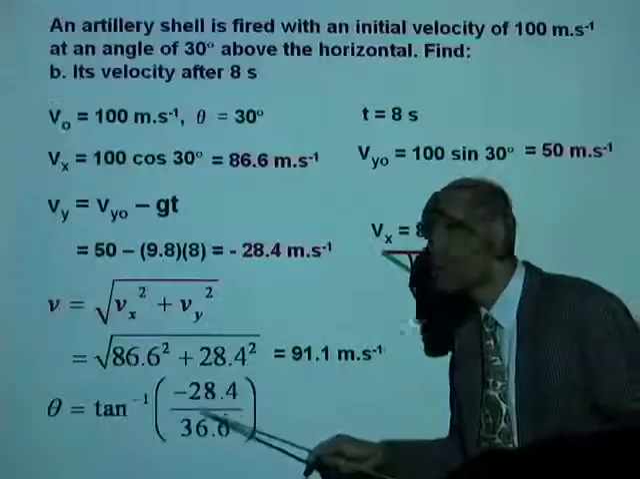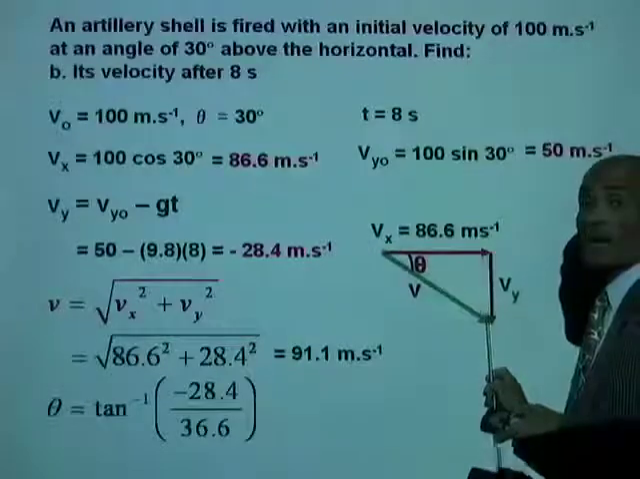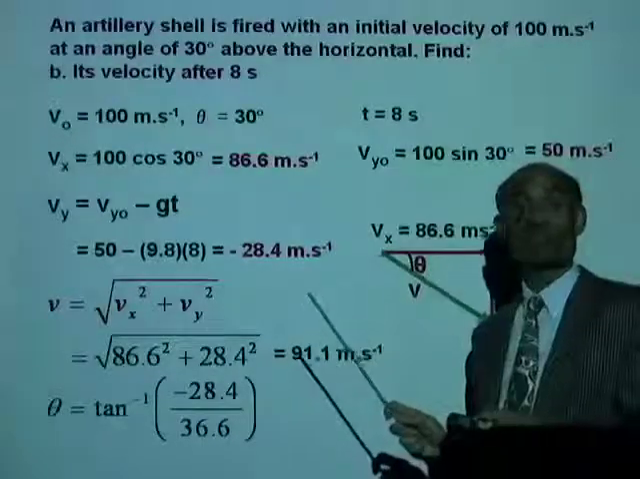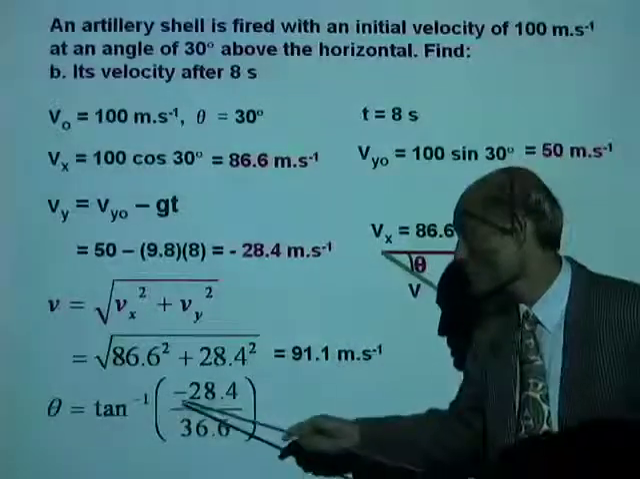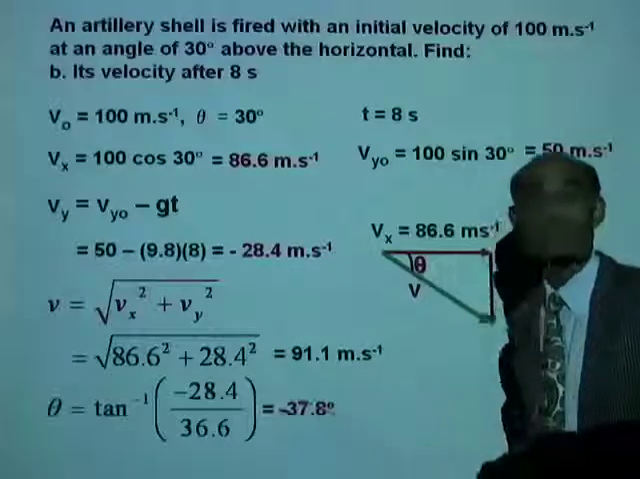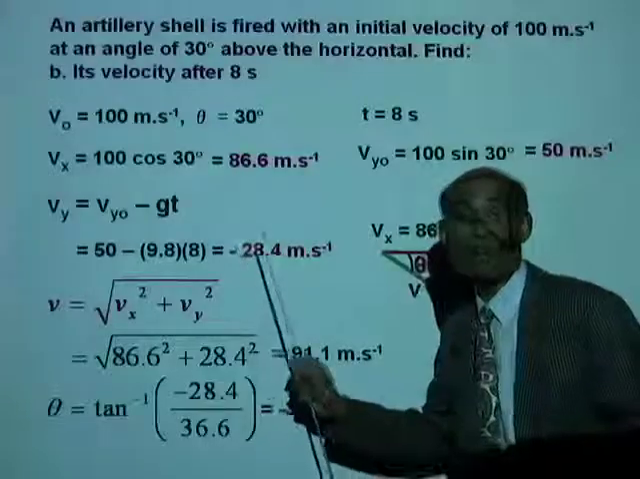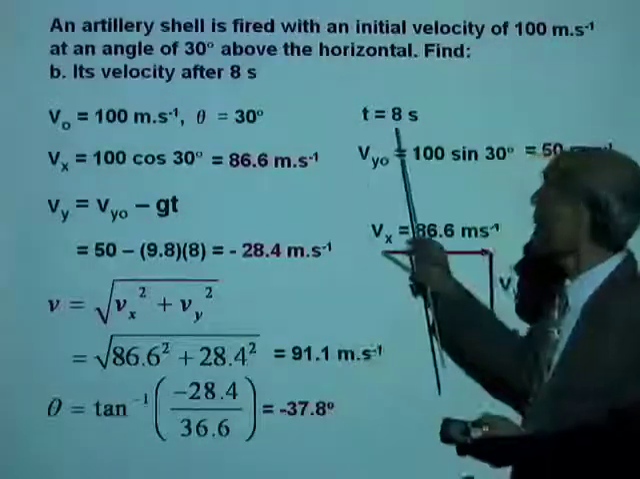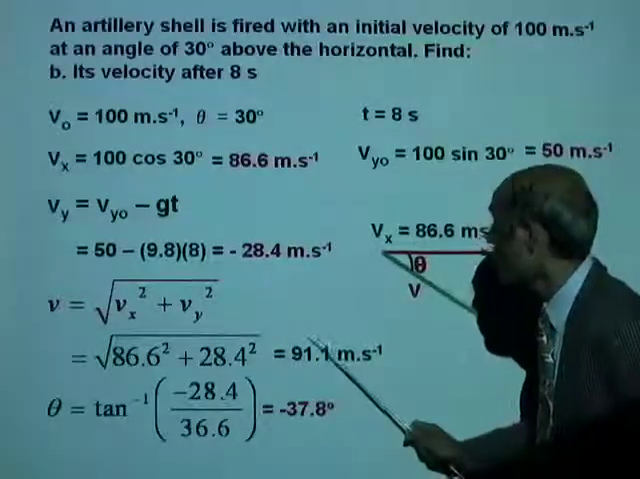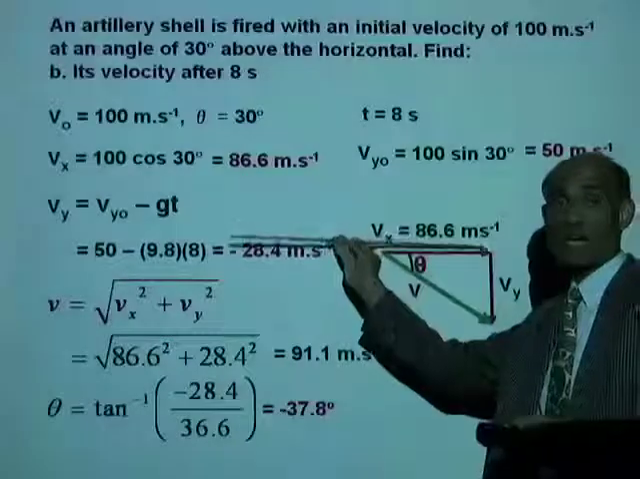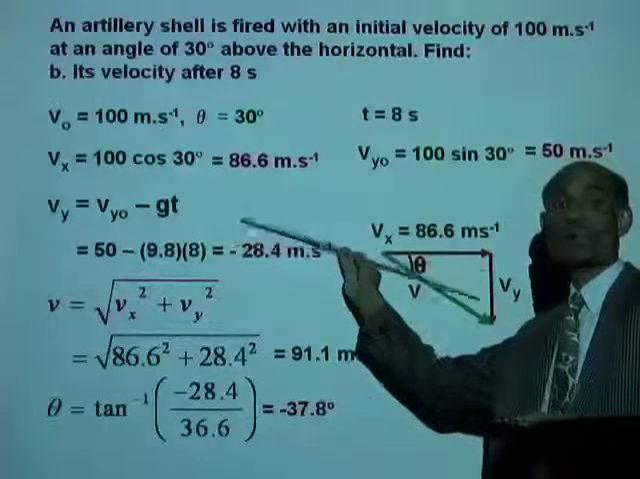Now remember, this is a fourth quadrant angle. Is that right? X is positive, Y is negative. That is a fourth quadrant angle, and the calculator will give it to you directly. If you put this in the calculator, it gives you negative 37.8 degrees. The velocity of that projectile at that time, at t equal to 8 seconds, is 91.1 meter per second at an angle negative 37.8 degrees with the positive x-axis.